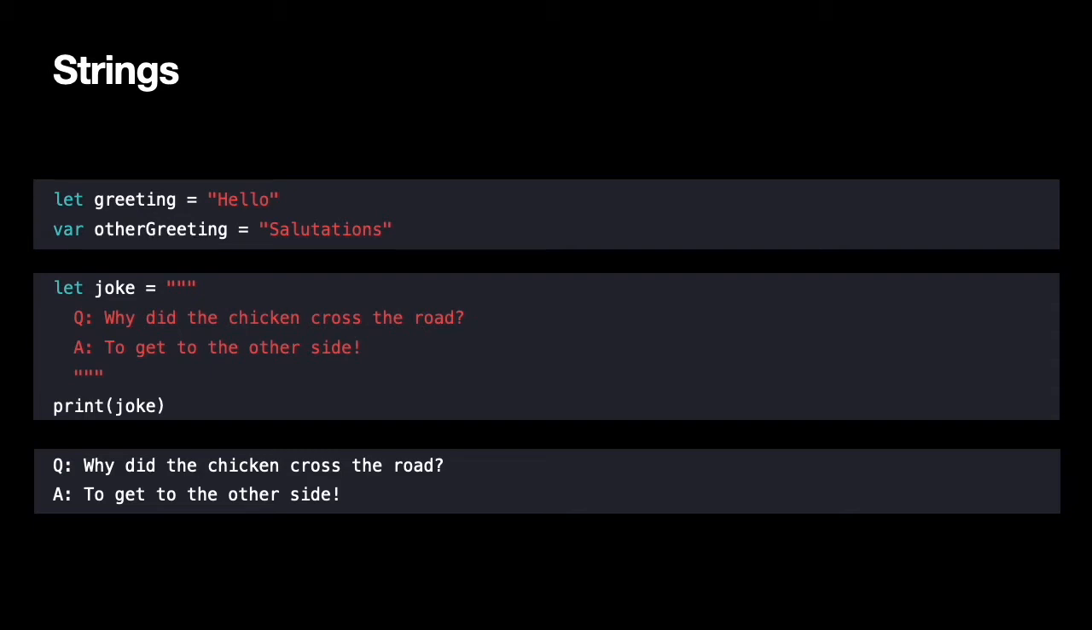Strings in Swift are Unicode compliant, which makes it easy to handle emoji and foreign languages and all of your smiling faces and flags and all of the other stuff. So strings in Swift are very powerful because they support Unicode.